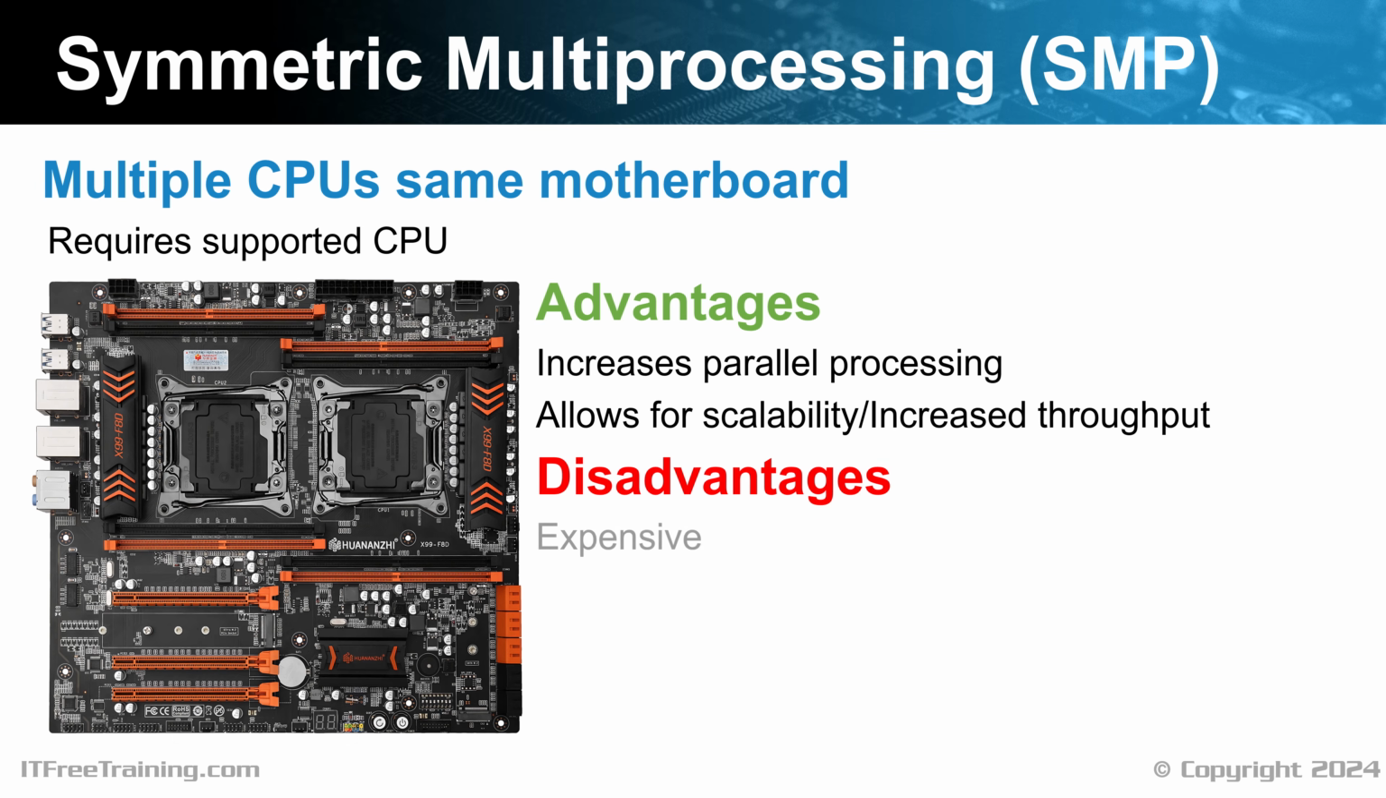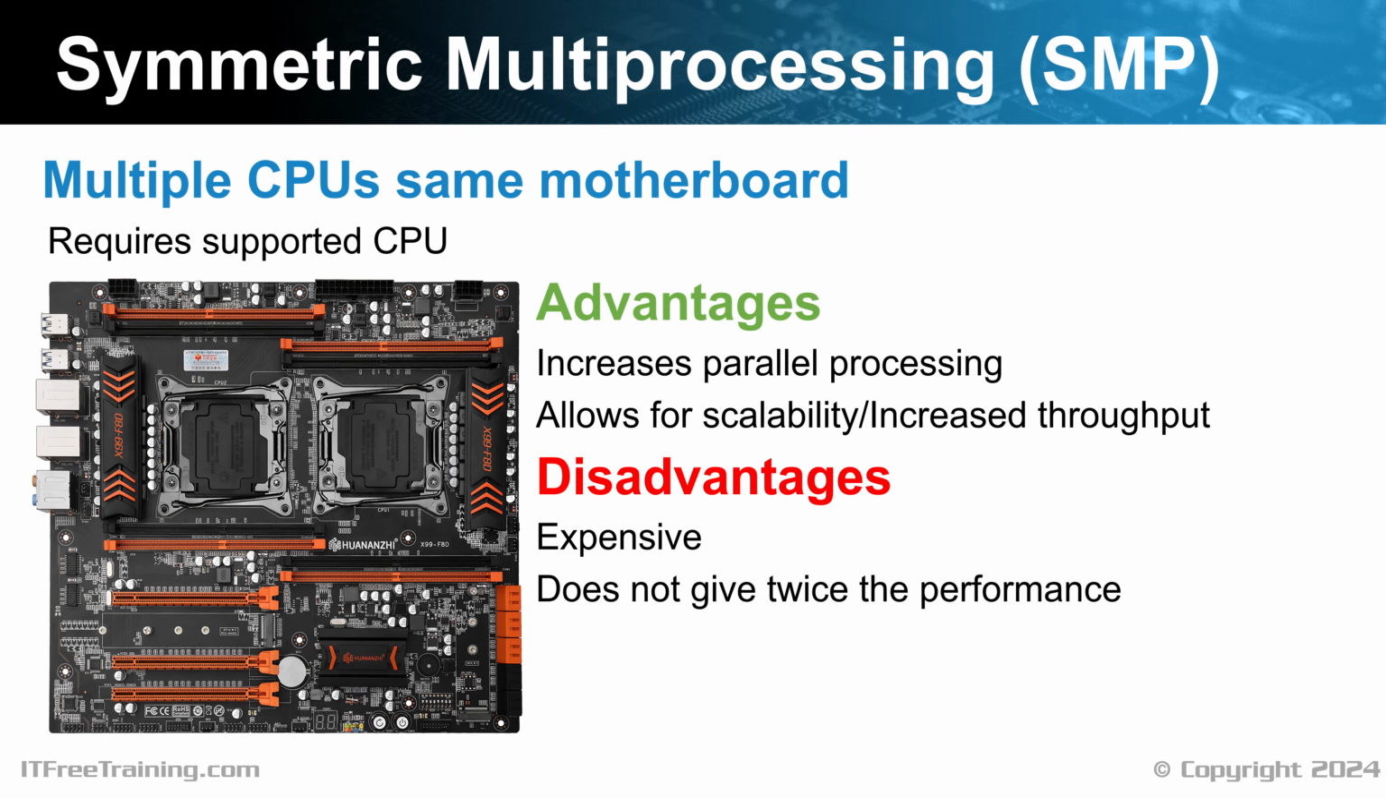The disadvantage is that it's expensive. Just the motherboard alone is often more than twice what you would need to pay for a single CPU motherboard. Added to this, you don't get twice the performance. There's an overhead to getting CPUs to work together, and they all share the same resources on the motherboard. The end result is you don't get double the performance, although it does improve it.